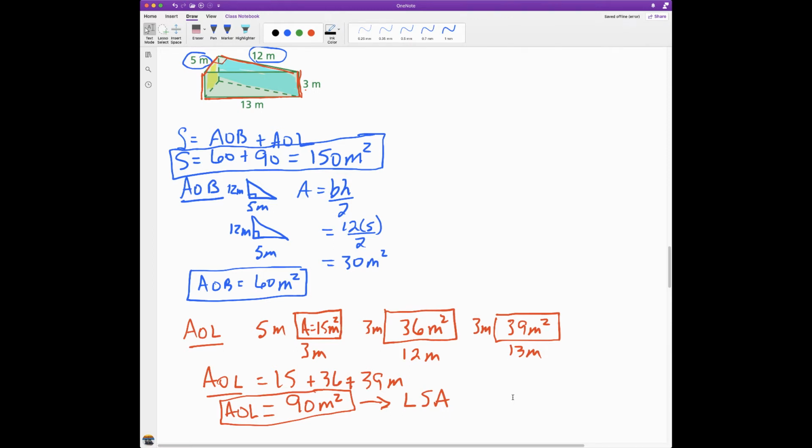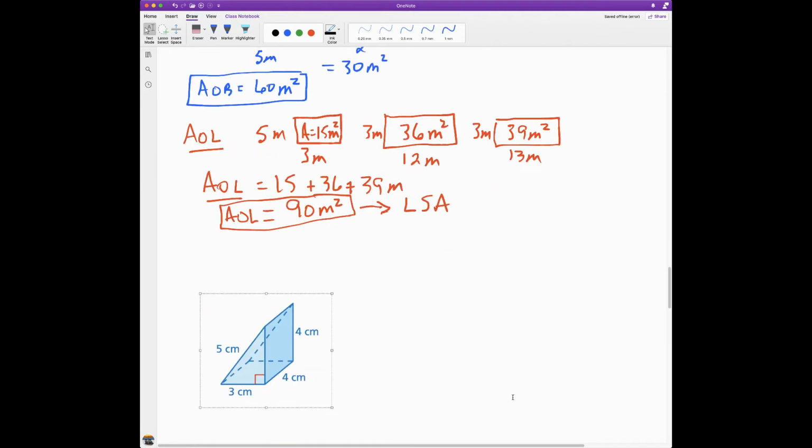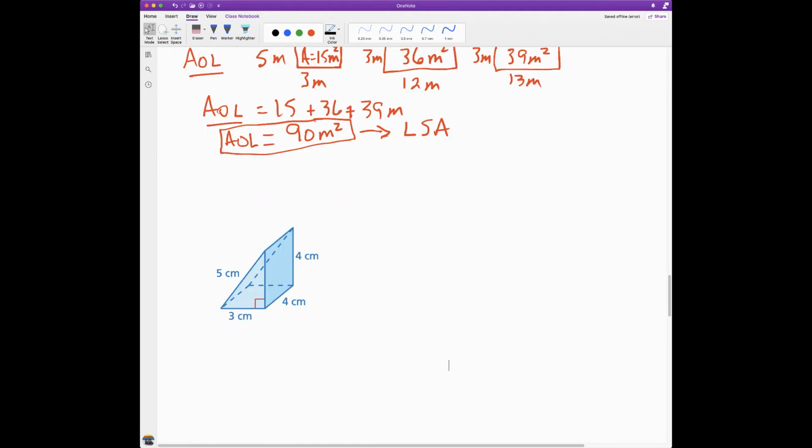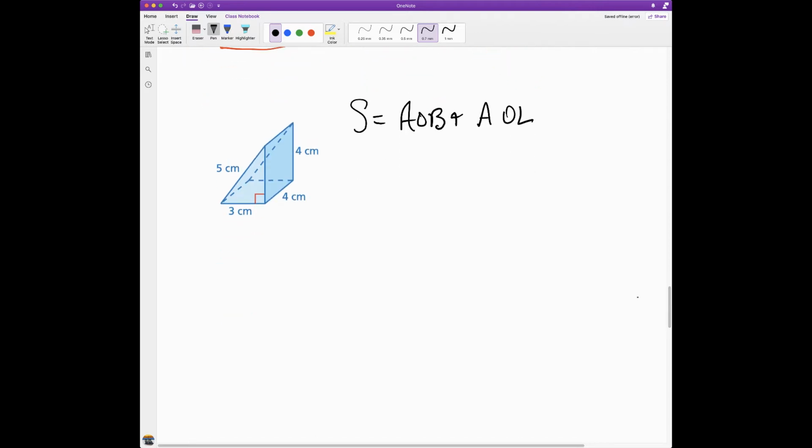Okay, let's look at one more problem. So I have this triangular prism, and I want to find the surface area, which is the area of the bases plus the area of the lateral faces. Okay, so let's start off with area of the bases. And I have 2 triangles. I'm just going to draw one triangle.